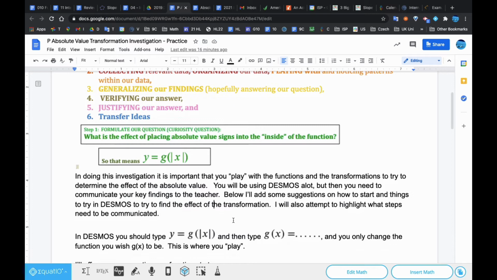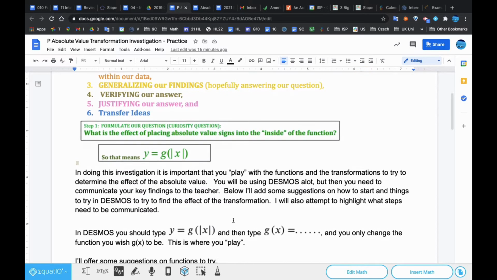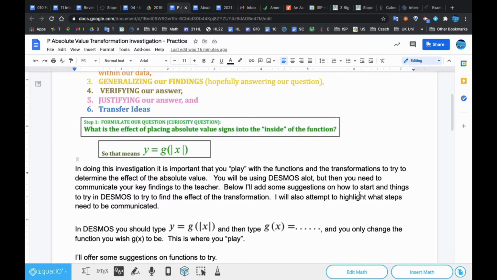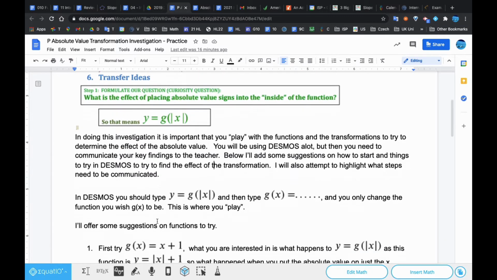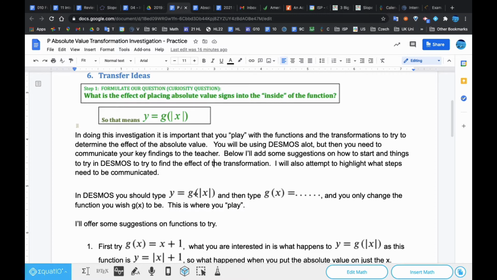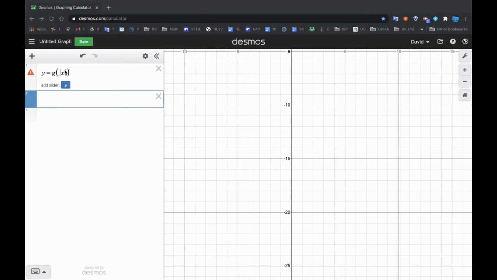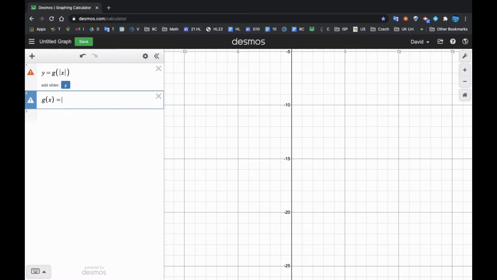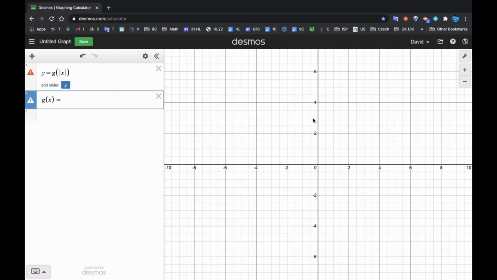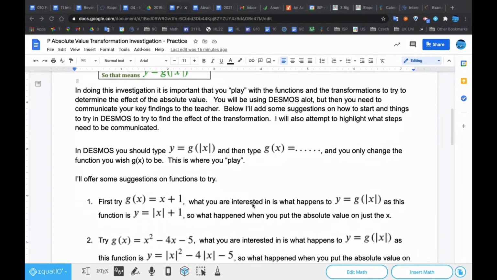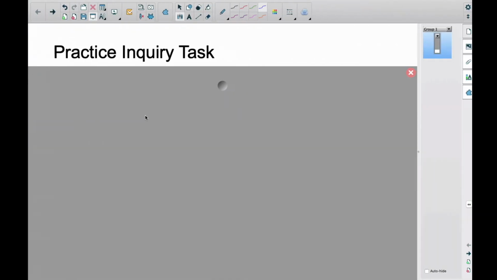Below, I'll add some suggestions for how to start and things to try in Desmos to find the effective transformation. I'll also attempt to highlight what steps need to be communicated. So what we're going to do first is type g of absolute x into Desmos. In Desmos, I've already typed y equals g of absolute x, and then I'm going to type g of x equals some function. My recommendation is let's first try x plus 1.